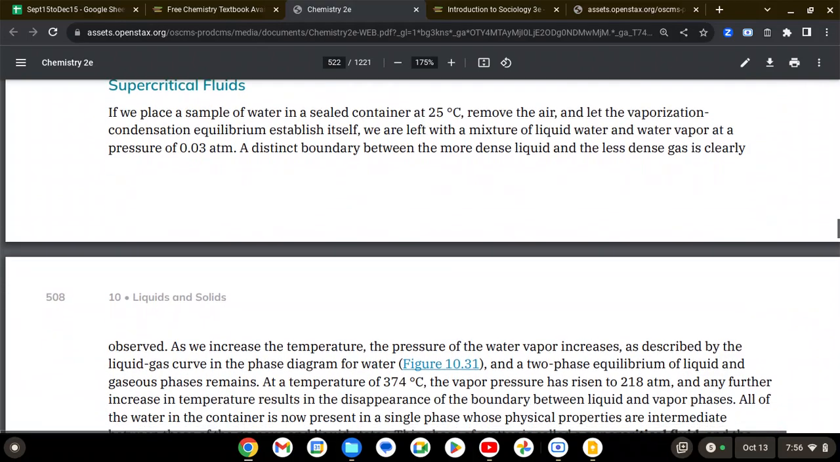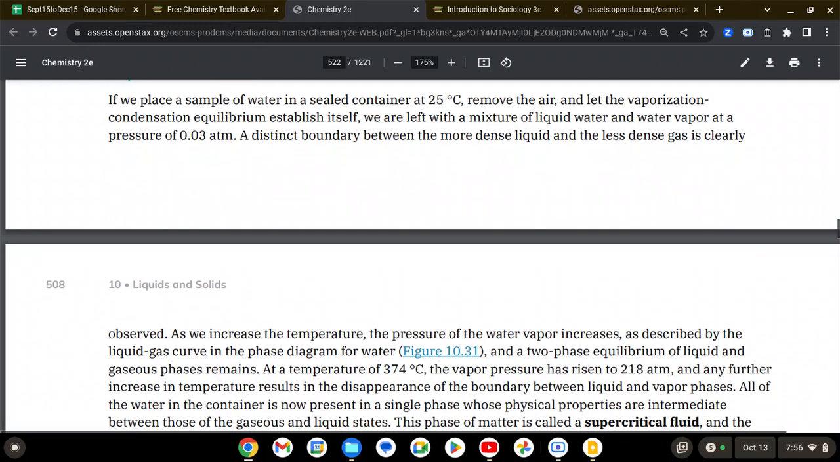Supercritical fluids. If we place a sample of water in a sealed container at 25 Celsius, remove the air, and let the vaporization-condensation equilibrium establish itself, we are left with a mixture of liquid water and water vapor at a pressure of 0.03 atmosphere. A distinct boundary between the more dense liquid and the less dense gas is clearly observed.